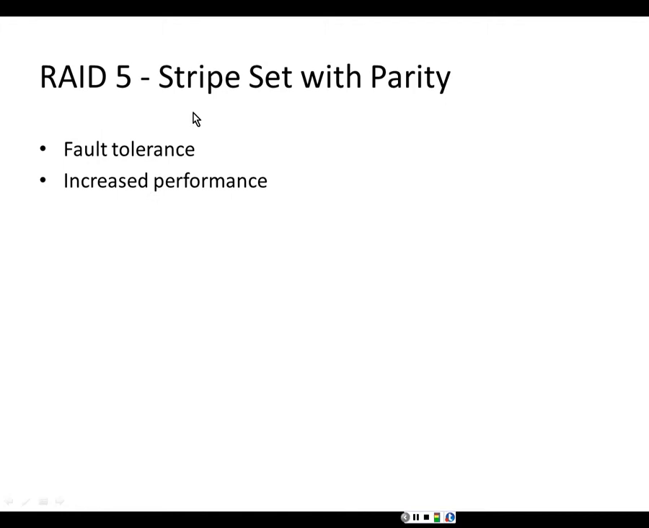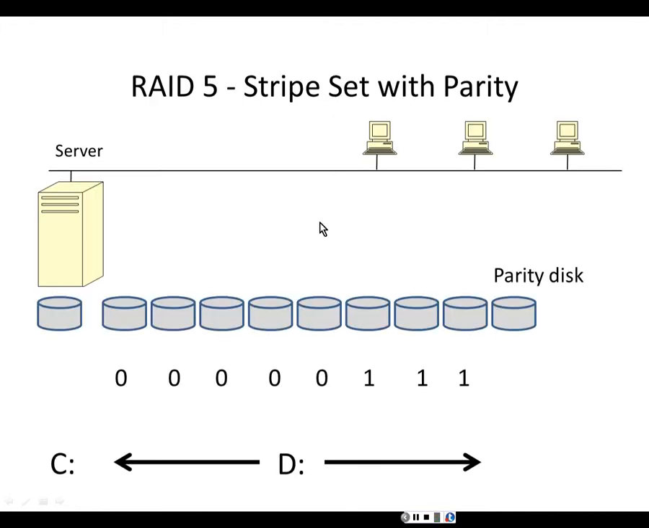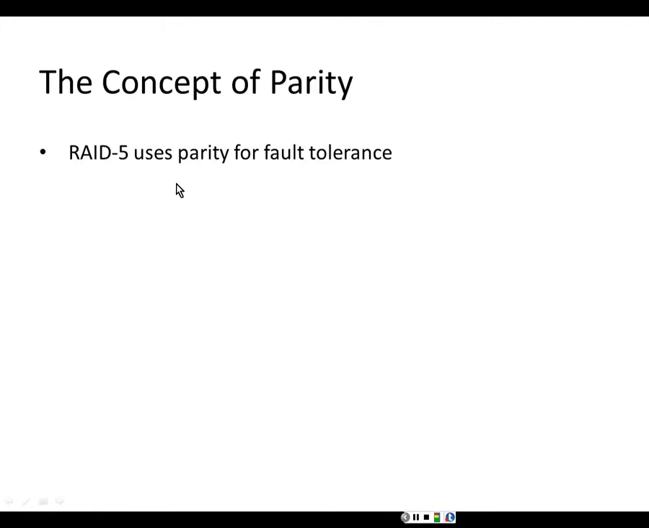RAID level 5 uses a stripe set with parity. Well, you already know what a stripe set is. A stripe set allows the operating system to write to multiple disks simultaneously for increased performance. But then it adds a third disk, what they call a parity disk, for purposes of fault tolerance. So what is a parity disk? To understand what a parity disk is in RAID level 5, it's important to understand the concept of parity. So let's look at the concept of parity.